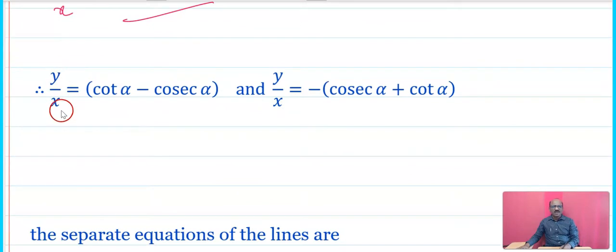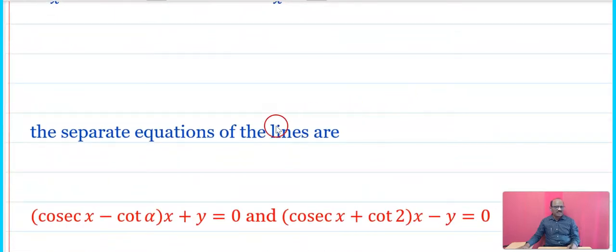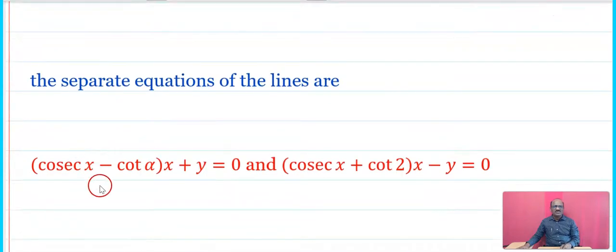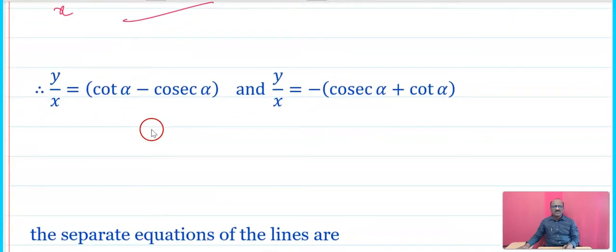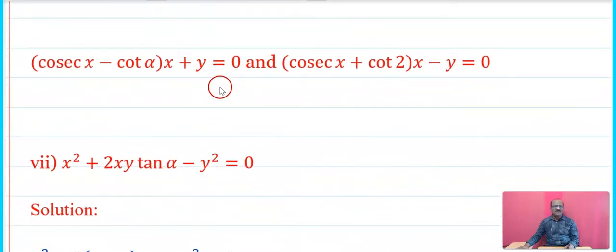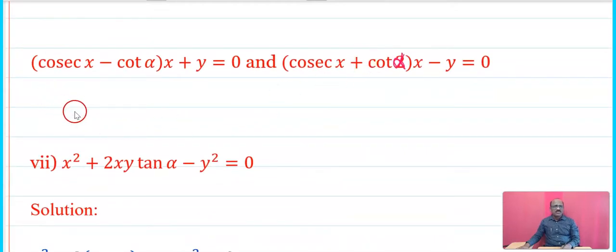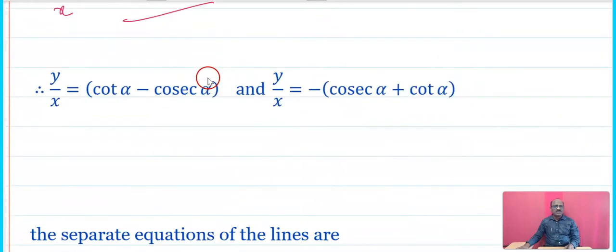Okay, here y upon x is equal to cot alpha minus cosec alpha, and y upon x is equal to minus cosec alpha plus cot alpha. These are the separate equations. If we simplify it, y is equal to cot alpha minus cosec alpha into x, and it can be written as cosec alpha plus cot alpha bracket into x minus y. From the other equation you will get cosec alpha minus cot alpha into x plus y is equal to 0.